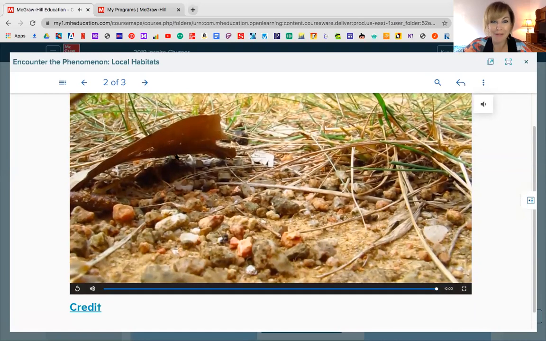So that was kind of cool. I've never seen a worm up close. So this is a habitat, where it lives, and I'm noticing that there's dirt, there's rocks, there's leaves, there's grass. So we're talking about what we're observing in his area.